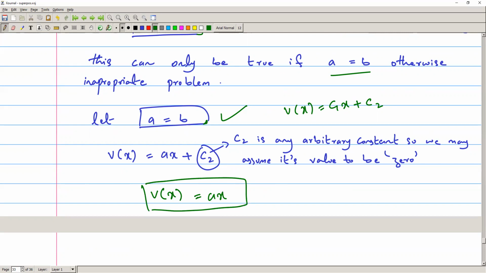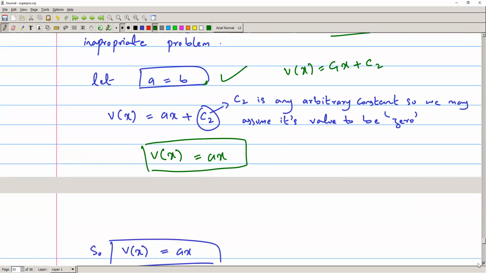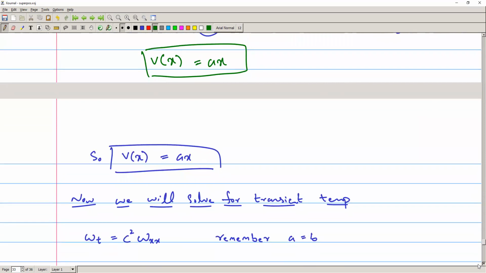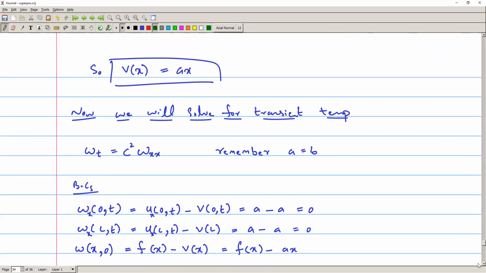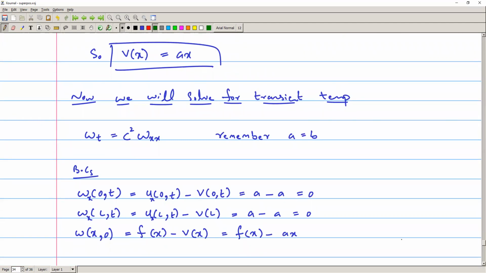So this is correct, right? We don't need to be worried about this. We can assume that this is 0, so V of x is equal to Ax. Now we can solve for the transient temperature. And remember that A is equal to B. And now we have to transform the problem, transform the boundary conditions, right?